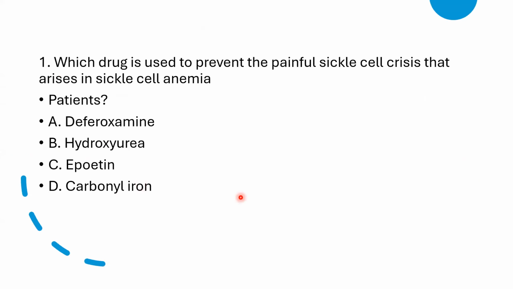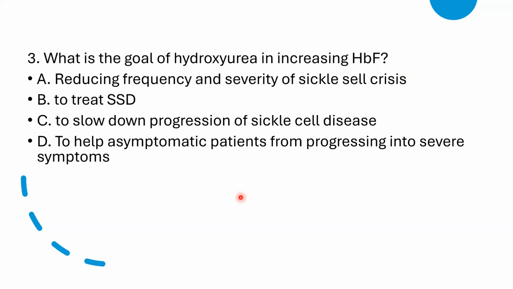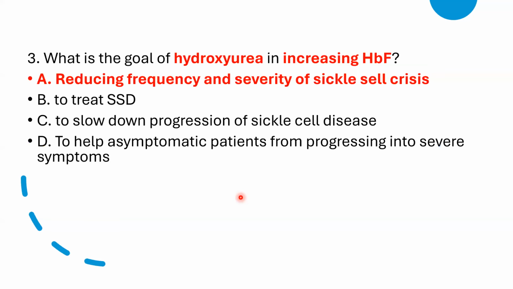Now, very quickly, it's really important to remember this: erythropoietin makes the blood really thick. And hydroxyurea is not to treat, not to cure, not to slow down progression. It's just the frequency and severity of the crisis.